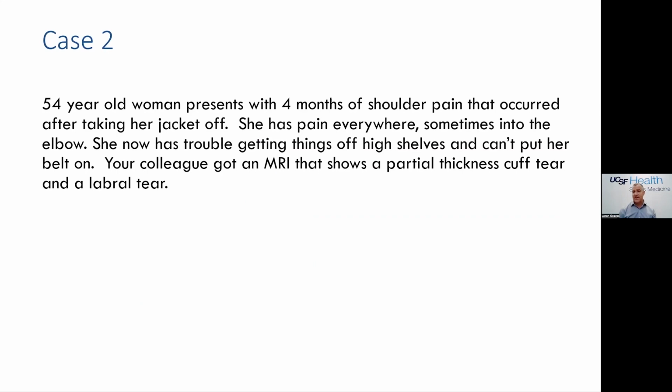So we're going to transition to some other problems in the shoulder. So this is a 54-year-old woman. She presents with 4 months of shoulder pain that occurred after taking her jacket off. She has pain everywhere, sometimes into the elbow, sometimes into the back of the shoulder. She can't get things off of high shelves, can't put her belt on. Your colleague got an MRI. It shows a partial thickness rotator cuff tear and a labral tear, and she really wants these fixed.